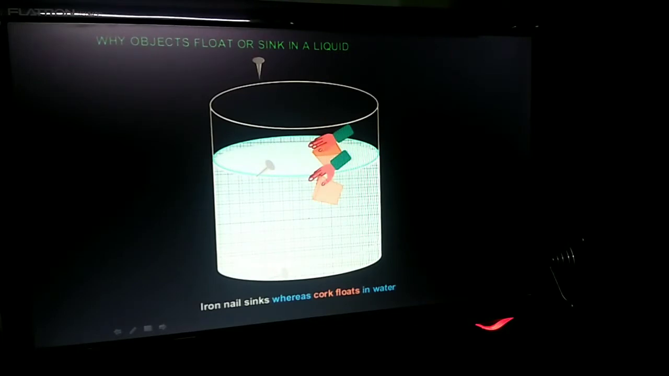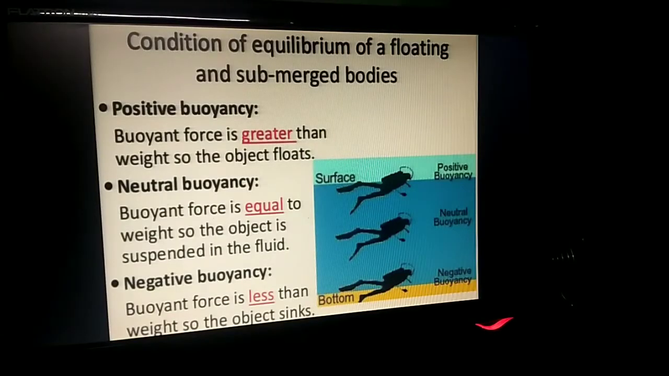Why do objects float or sink in a liquid? An iron nail sinks whereas cork floats in water. Now, conditions of equilibrium of floating and submerged bodies.